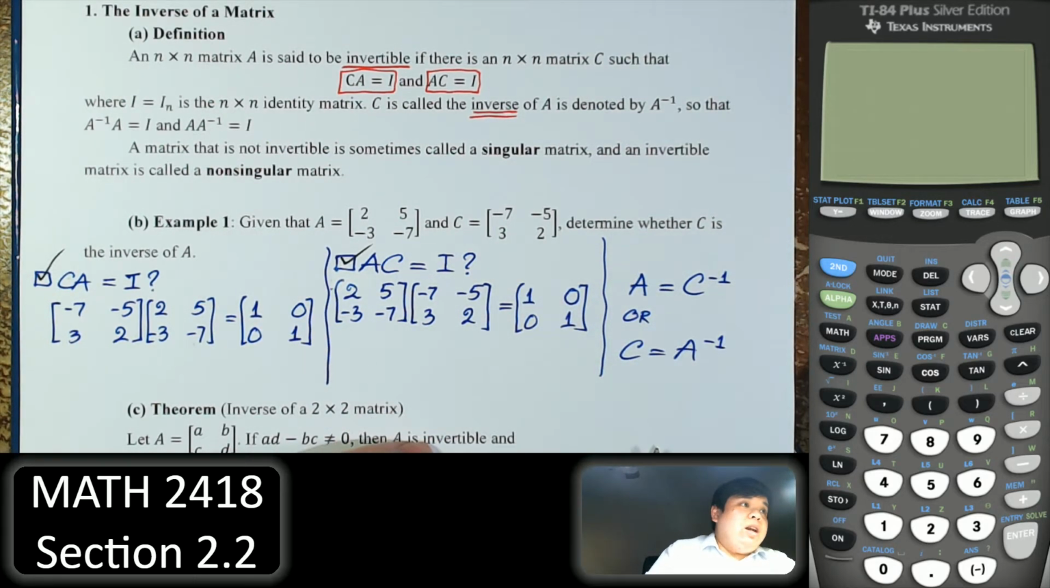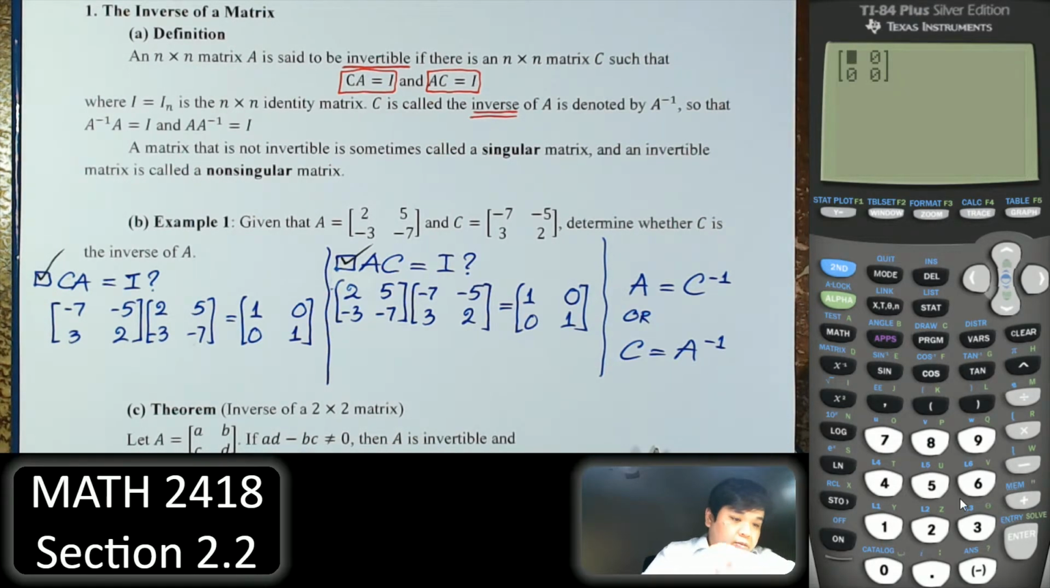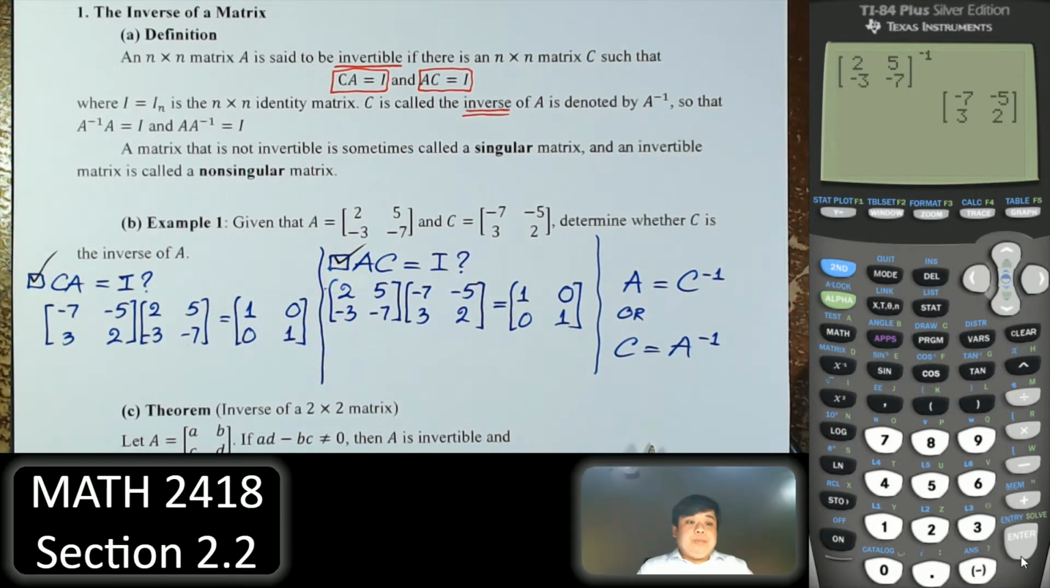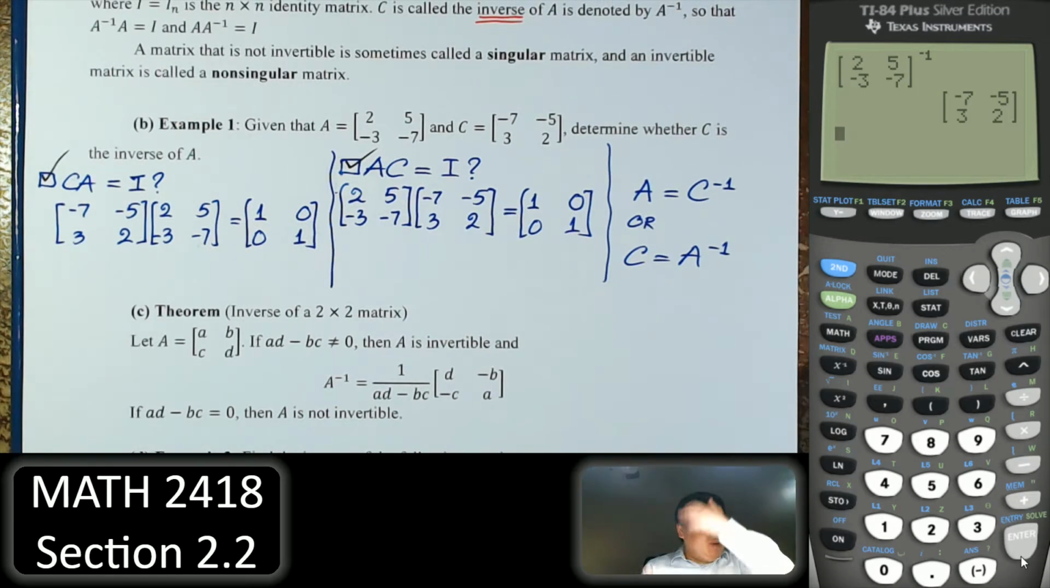Of course, if we enter the matrix 2, 5, -3, -7 and take its inverse, we do have the matrix C. Right, so that's good. Certainly we can check to see if matrices are inverses of each other.